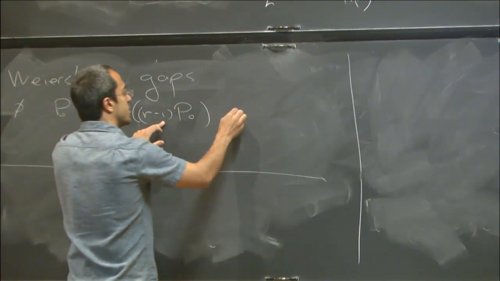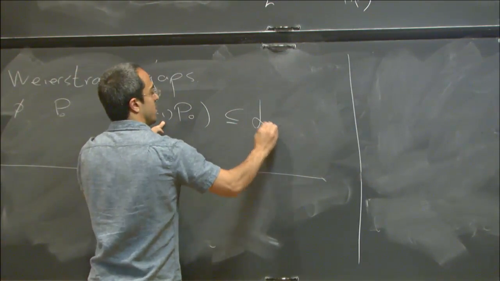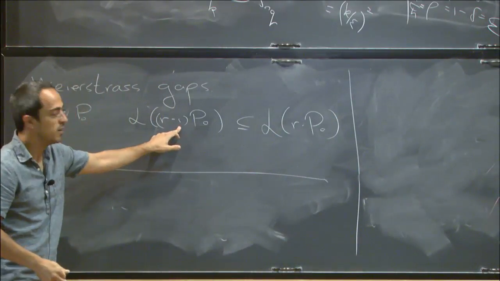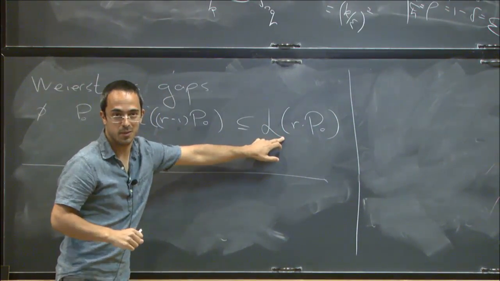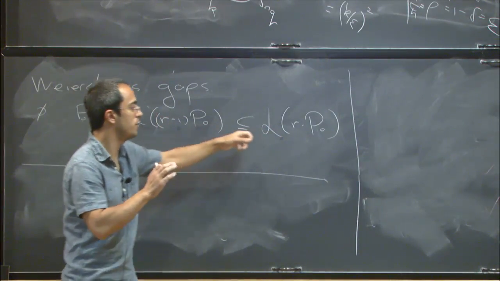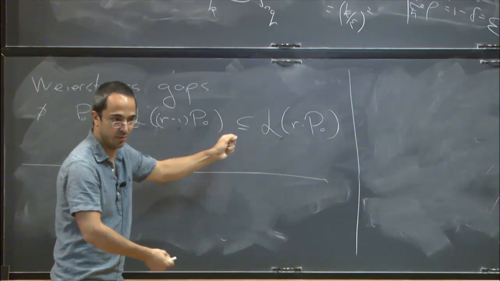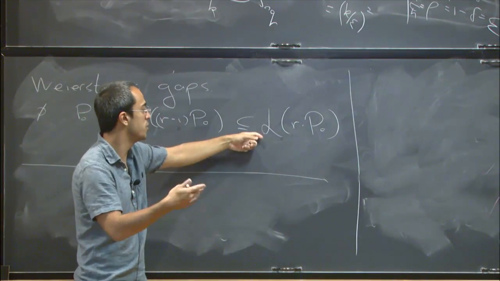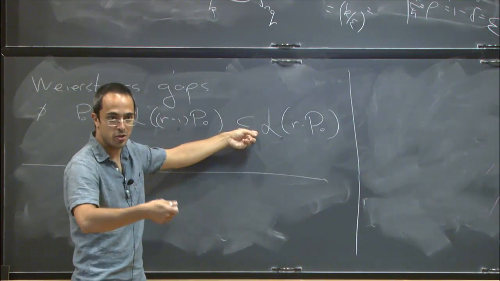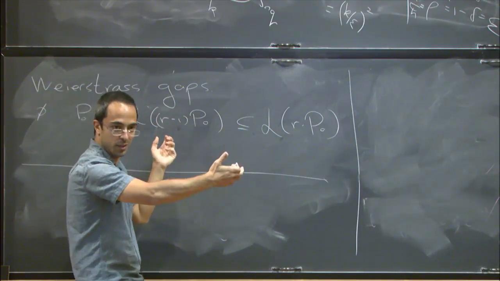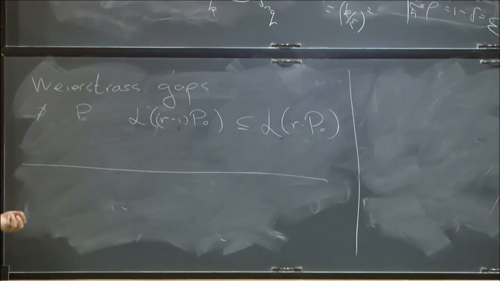Clearly it's contained in L of r p0, because here you allow more, r poles at p0. So definitely if you have r minus 1, you fall into this category. But the question is, did you get more here? Did you get one more dimension? It's the best you can do. Did you get one more dimension or not? If these are the same, if you don't get more, then this is called a Weierstrass gap. Gap means you haven't got anything there.